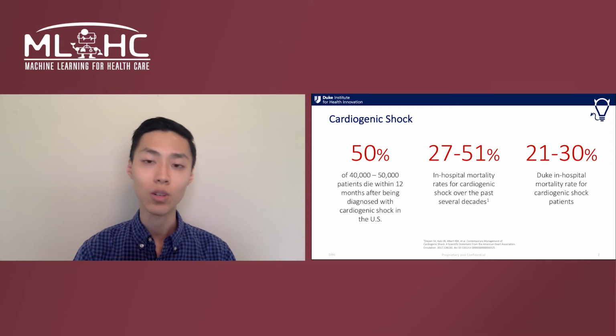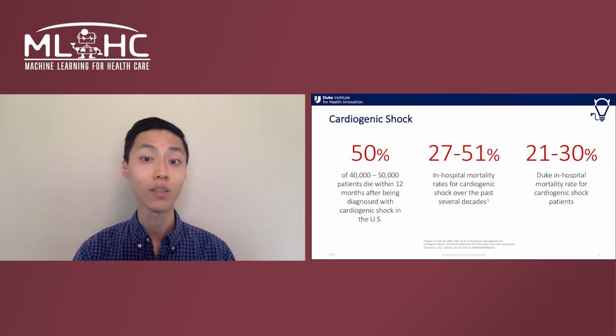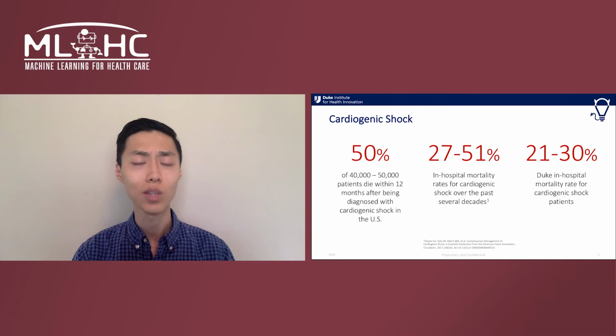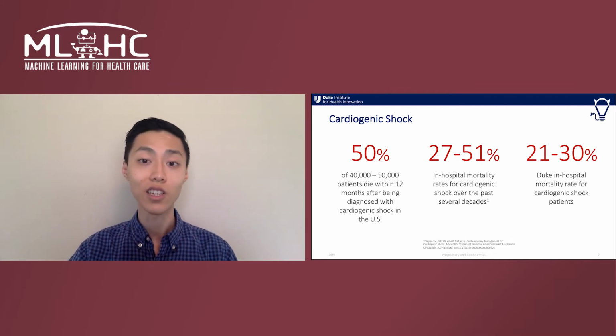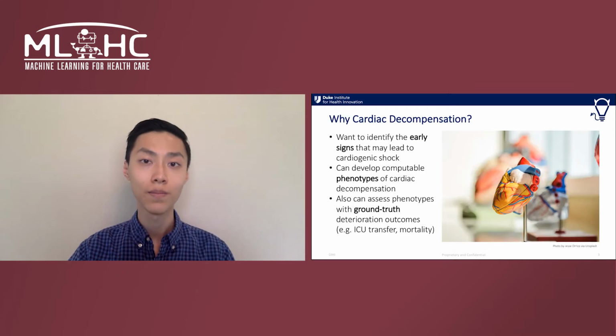In earlier work, we examined the cardiogenic shock mortality rates at Duke Hospital and found them to be 21 to 30%. As such, it can be very important to identify the early predictors of cardiogenic shock.